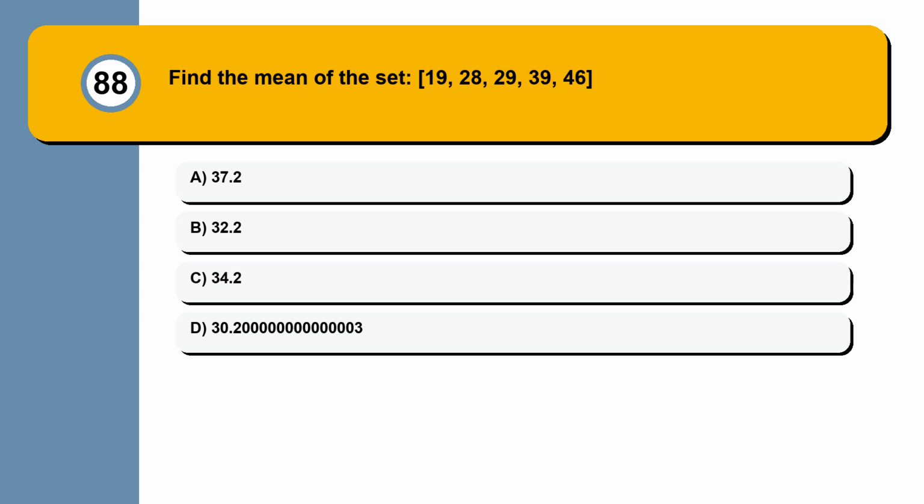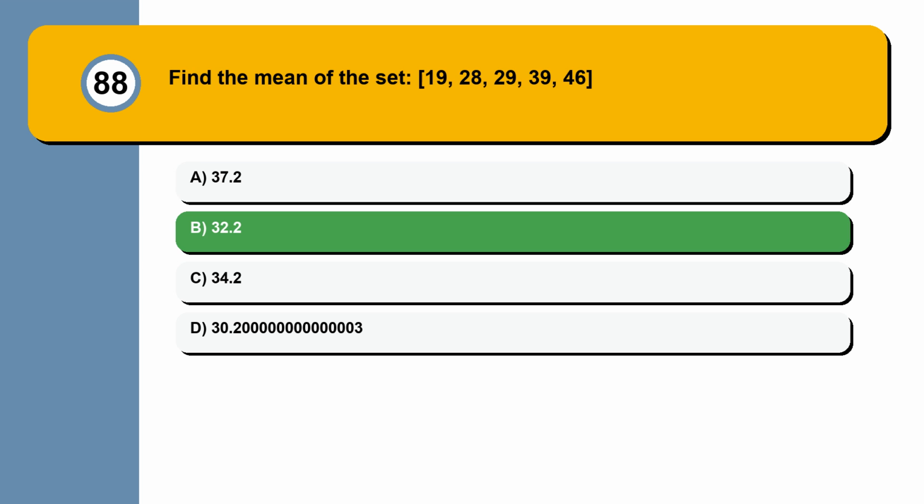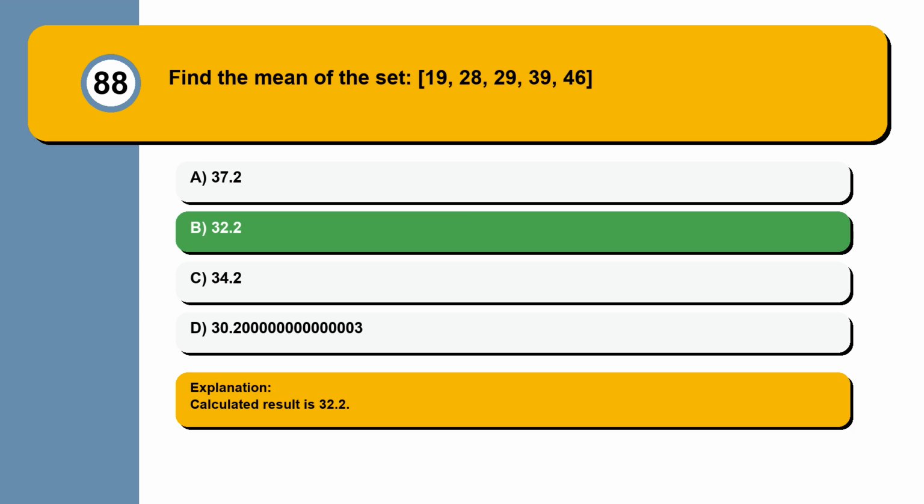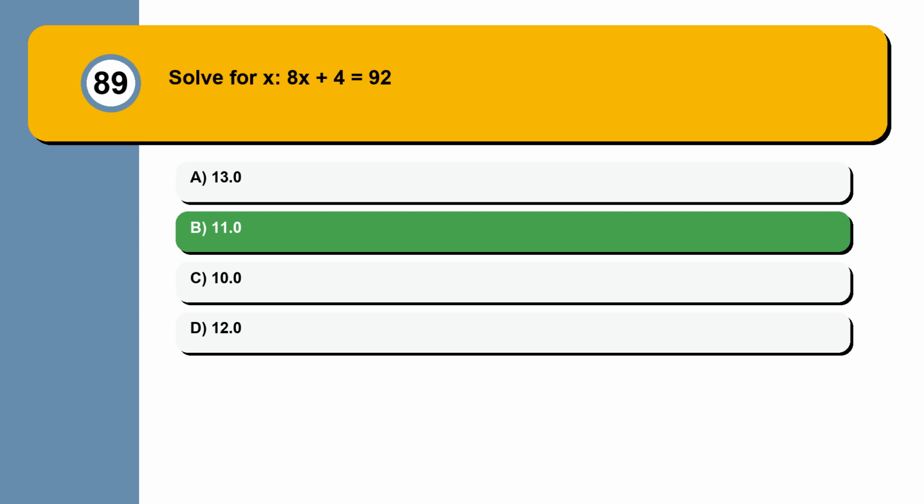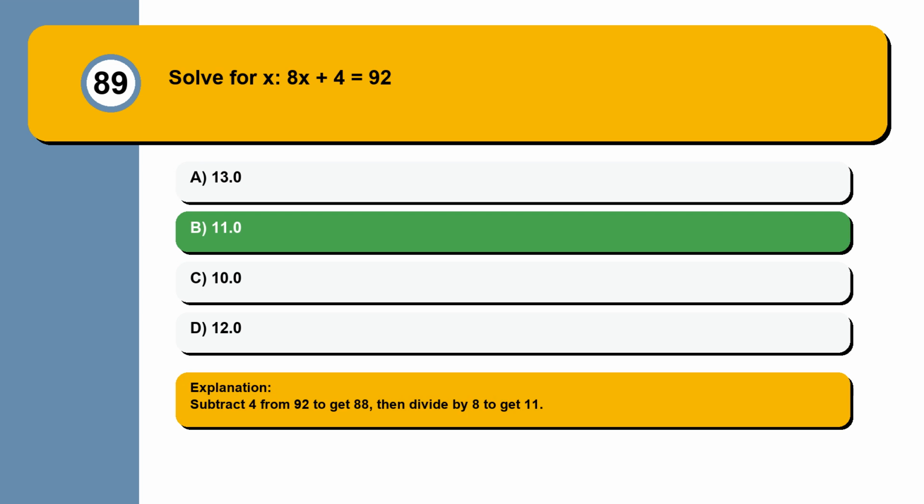Question 88. Find the mean of the set 19, 28, 29, 39, 46, 37.2, 32.2, 34.2, 30.2. Calculated result is 32.2. Question 89. Solve for x: 8x plus 4 equals 92. 13.0, 11.0, 10.0, 12.0. Subtract 4 from 92 to get 88, then divide by 8 to get 11.